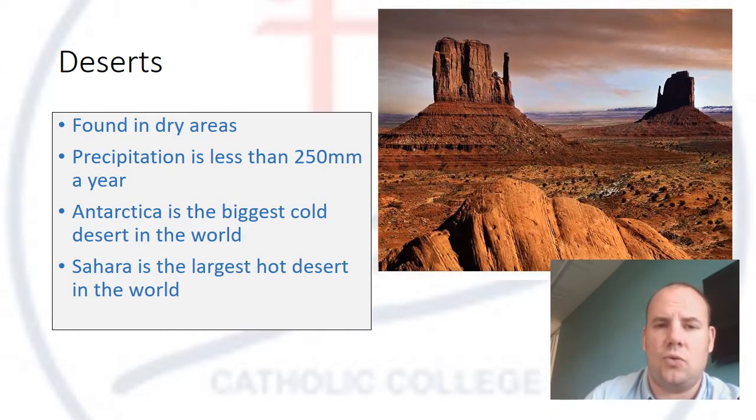The second one are deserts. They are found in dry areas. They're not just found in hot areas. There are cold deserts and hot deserts. Basically, for an area to become a desert, it needs to receive less than 250 millimeters of precipitation a year. Not just rain, but precipitation. Precipitation covers rain, snow, sleet, anything that falls in the form of water. That's why Antarctica technically is the biggest desert in the whole world.